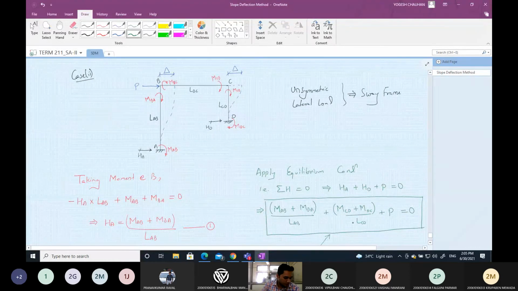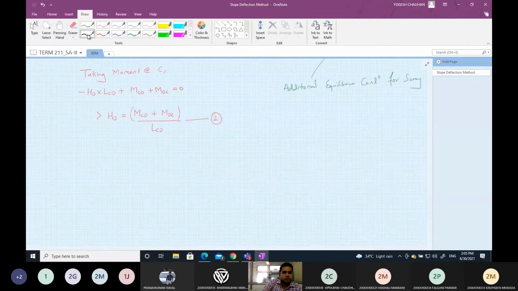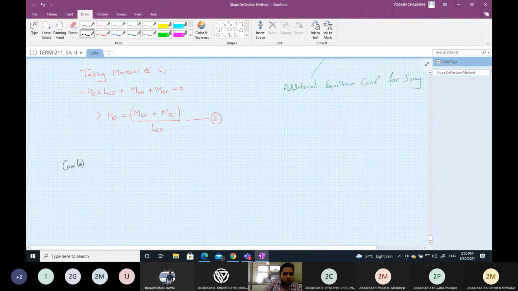Now let us take another case. Third case, in which the lateral load is present at some distance from the joint B, at some distance from joint B.